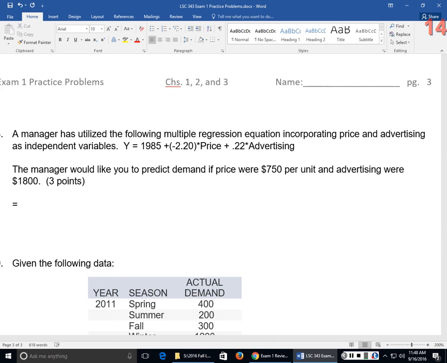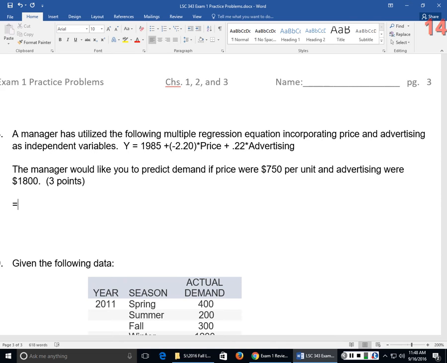Okay, no, you're looking down here, and we're up here. Okay, so this is a different problem. So basically, we've been given this multiple regression equation, right? And we've been given some information about it and asked to predict what it will be based on that information. Okay, so we know that price is $750 and advertising is $1,800.